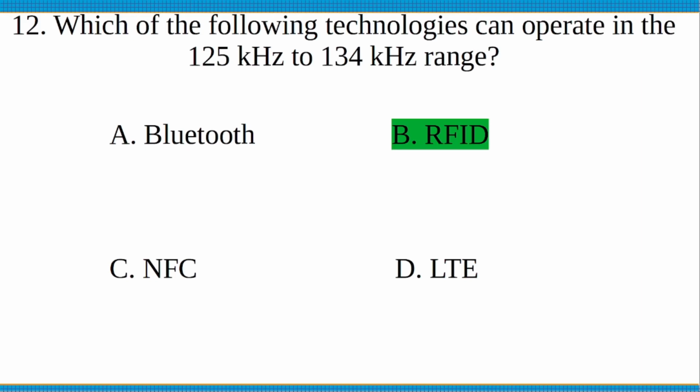RFID. Radio frequency identification, which is RFID, can operate in the three frequency bands: 125 to 134 kHz, 13.56 MHz, or 856 MHz to 960 MHz. Bluetooth is 2.4 GHz, NFC is 13.56 MHz, and LTE is between 600 MHz and 6 GHz.